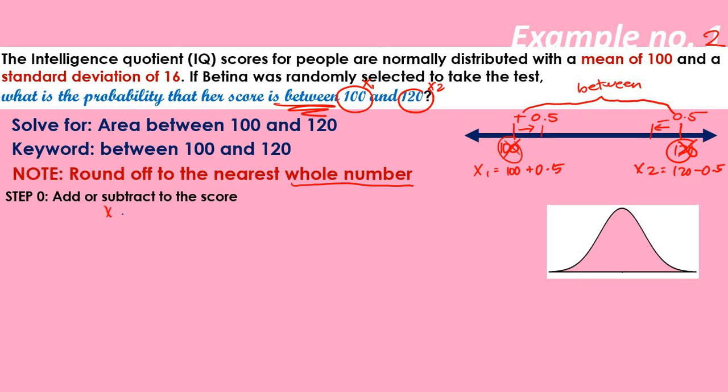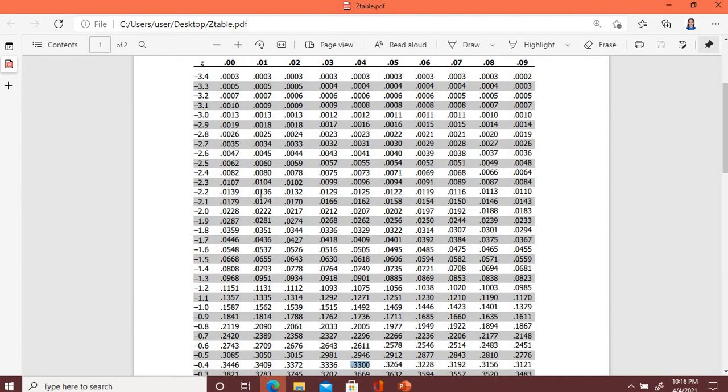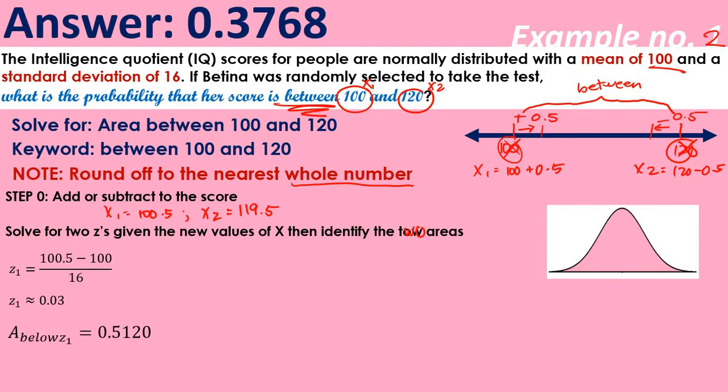The new value of x sub 1 is 100.5, while x sub 2 will now be 119.5. Since this is area in between, we are going to solve for two z's and identify two areas. Let me just correct this. For z sub 1, that will be x sub 1, 100.5, minus the mean, 100, all over the standard deviation, 16. Simplify, and you'll get 0.03. Again, we use the z table. It's positive, so let's go to the second page. 0.03 is here with an area of 0.5120. So that is the area below z sub 1.